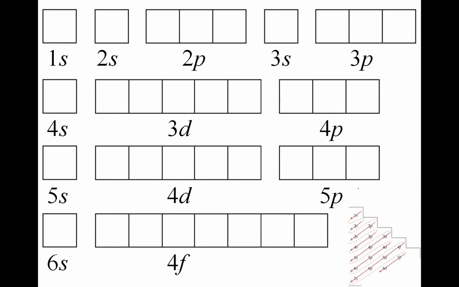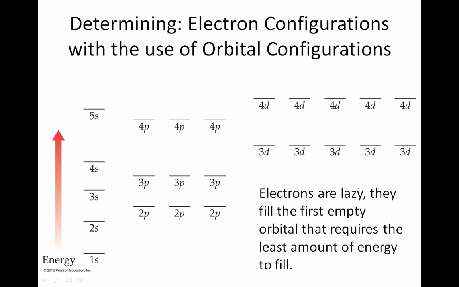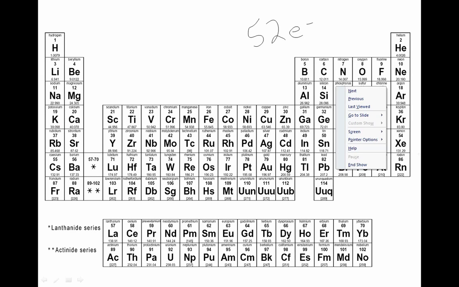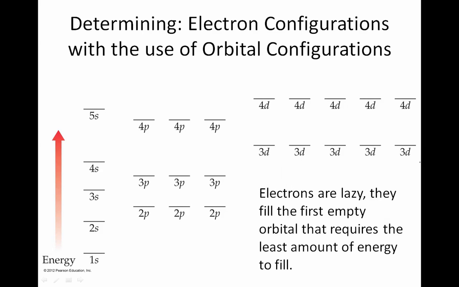Okay, let's do another example of that. Let's choose an easier one. Let's do chlorine. Chlorine has 17 electrons. So if we fill it in, same idea as the box method. 1, 2, 3, 4, 5, 6, 7, 8, 9, 10, 11, 12, 13, 14, 15, 16, 17.